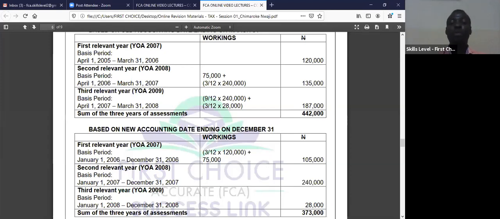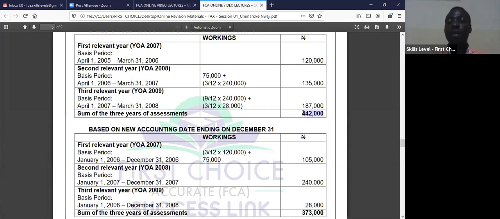So now what you will do again is to add these 3 relevant years. Like you did before, when you add all of them, you are having 373,000, comparing with 442,000. Now when you compare, in the commencement rule, it is the taxpayer that chooses which one he will go for, and the taxpayer will choose the smaller one, right? But in change of accounting dates, the taxpayer cannot choose. It is the tax authority that will choose which one they will collect. So they will choose the higher one.